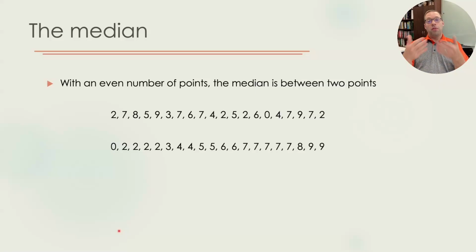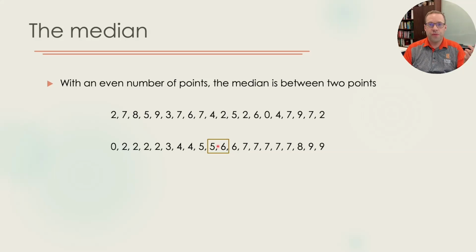Now, I said that I removed a number. I've put it back in. With an even number of data points, however, your median is now going to lie in between 2 points. 1, 2, 3, 4, 5, 6, 7, 8, 9, 10 data points, if you count this one, which we're going to. And then 1, 2, 3, 4, 5, 6, 7, 8, 9, 10. So the median lies directly between these two values.